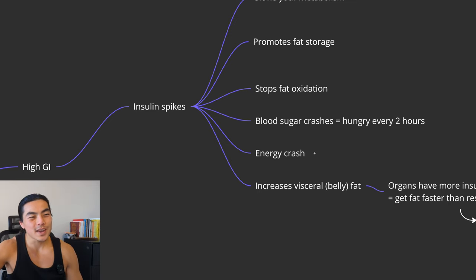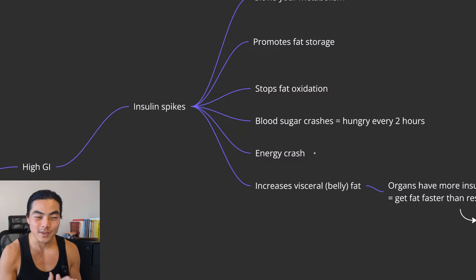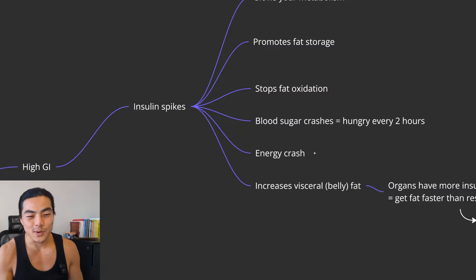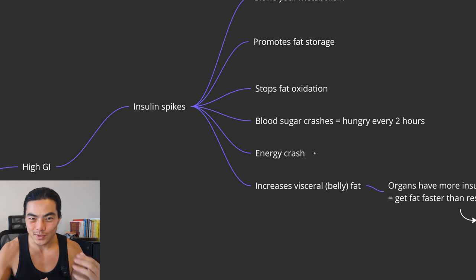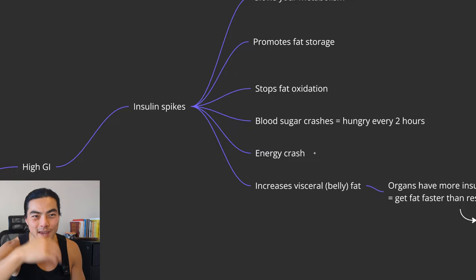Yeah, so when you're eating all these high glycemic foods, your blood sugar is going to crash from that spike. And as a result, you get hungry every 2 hours. This leads you to constantly eat. So it goes up and then it goes down and it just goes up and it's just a constant wave and you're just eating all day.